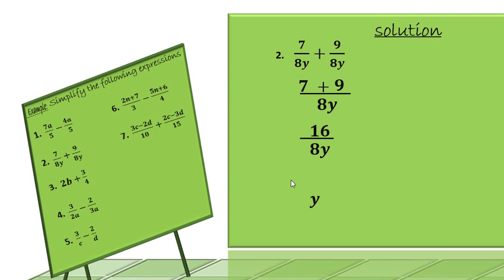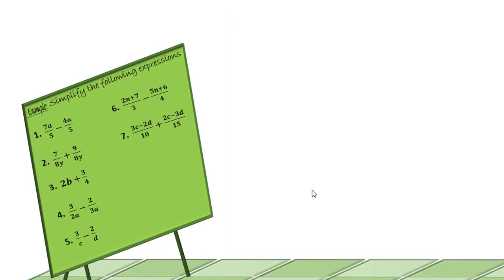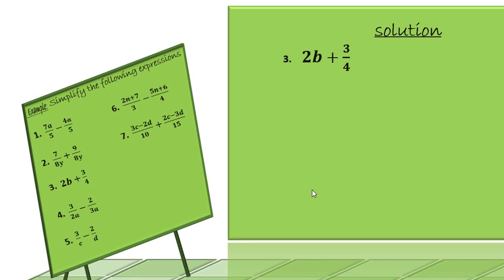So you are having y over, so here 8 divides 8, that's 1. Then here 8 divides 16, that is 2. So we are having now 2 over y as your answer. Okay, so let's move on, and here is question 3.